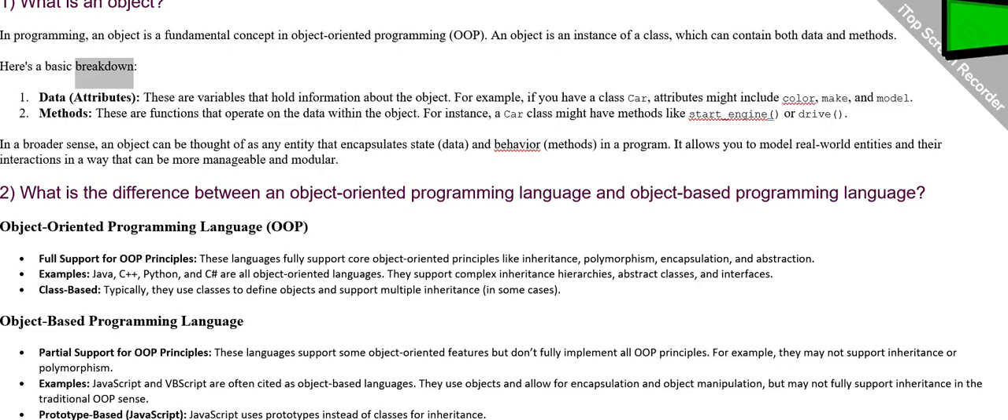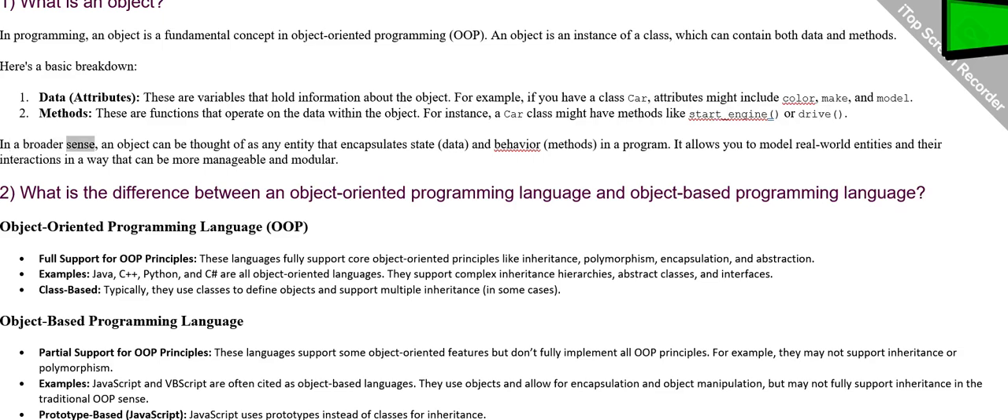Here's a basic breakdown. Data, attributes. These are variables that hold information about the object. For example, if you have a class Car, attributes might include color, make, and model. Methods: these are functions that operate on the data within the object. For instance, a Car class might have methods like start_engine or drive.